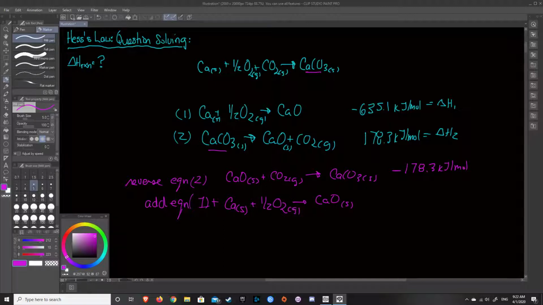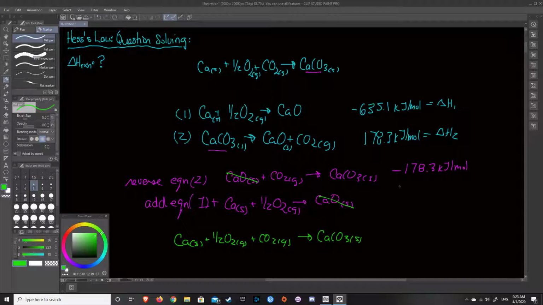Then let's start to cancel these out a little bit. Calcium oxide is on the left and on the right, so we can scratch them out. Then we've got calcium on the left, 1/2 O2, CO2, and calcium carbonate on the right. So we're done. All we have to do is write our final equation: Ca solid plus 1/2 O2 gas plus CO2 gas reacts to form CaCO3 solid. And we can do the calculations.